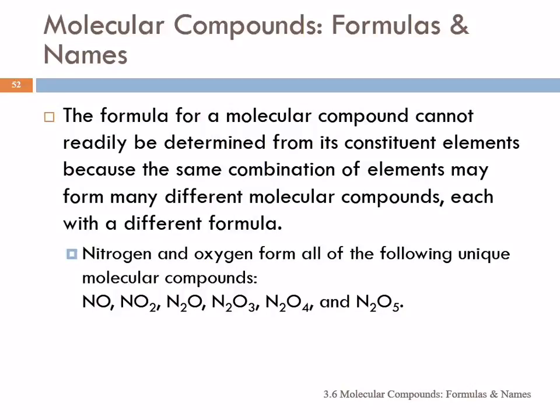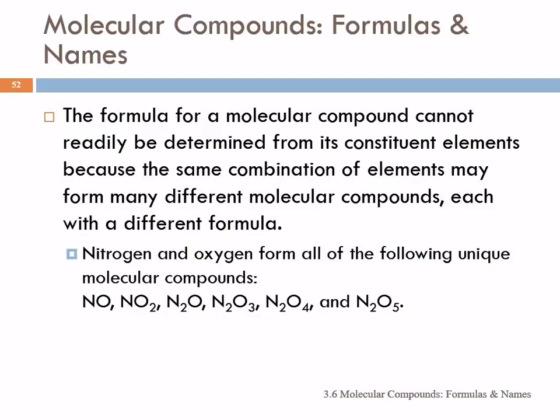Section 3.6, molecular compounds. We talked about naming ions and naming ionic compounds. Now we're going to talk about molecular compounds. The formula has to give us the number of atoms of each element, just like it did for the ionic compound. But now the name needs to also give us that information, because in an ionic compound we had the charges to help us figure out how many of each element.